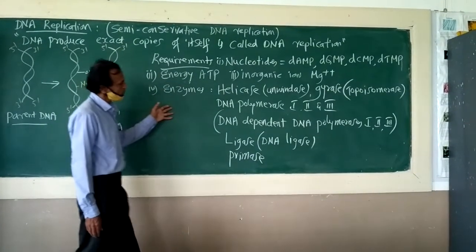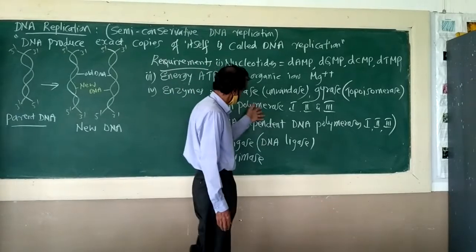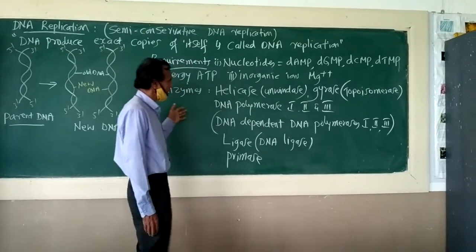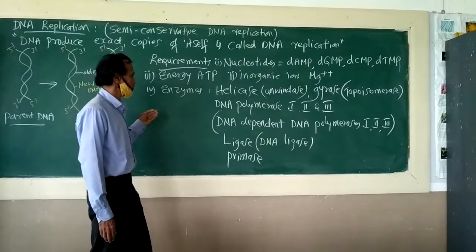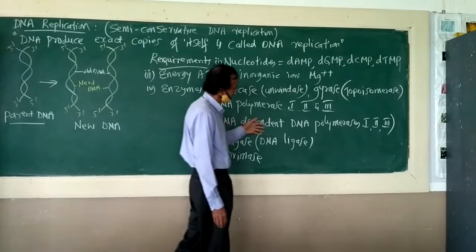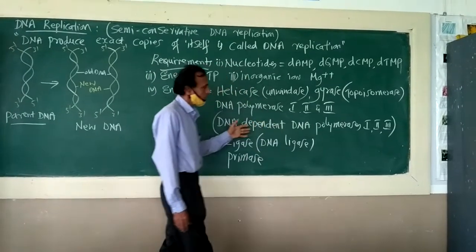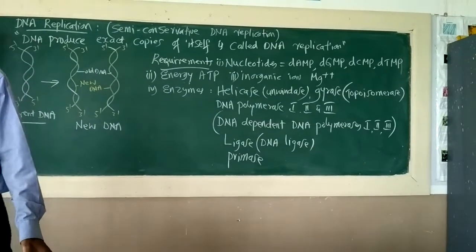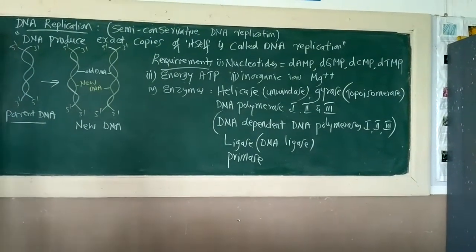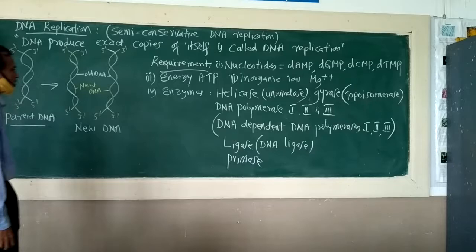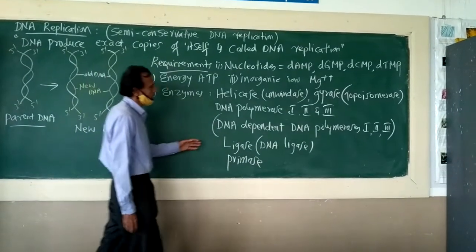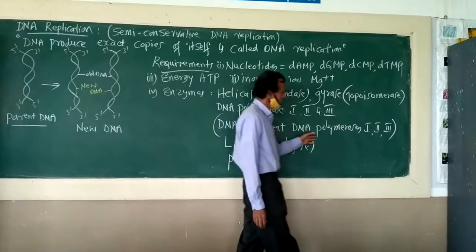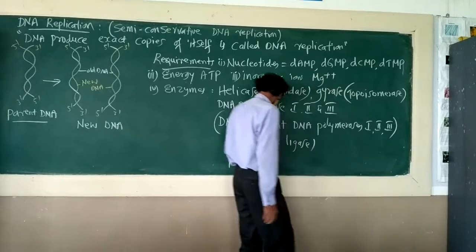And new DNA strands are produced by the enzymes called DNA polymerases. DNA polymerases 1 to 3. They are also called DNA dependent DNA polymerases because they need the parental strand of DNA. By taking the parental strand of DNA as template, they produce the new DNA strands, so they can also be called DNA dependent DNA polymerases. There are 3 enzymes, 1 to 3.